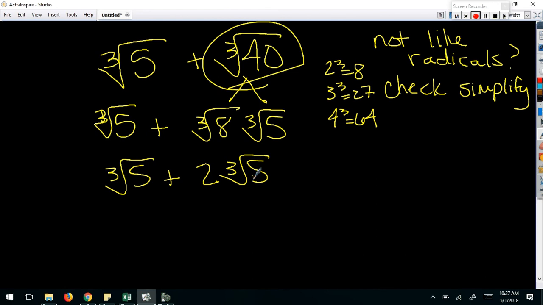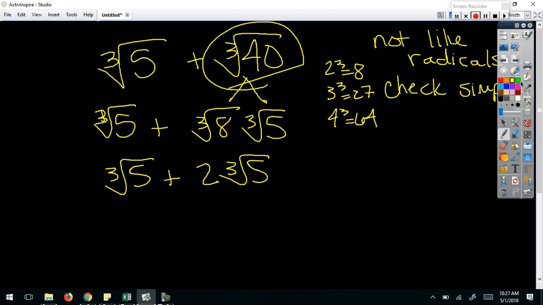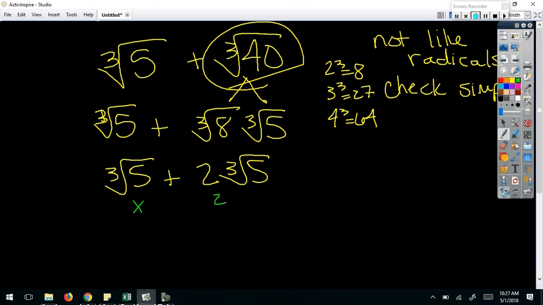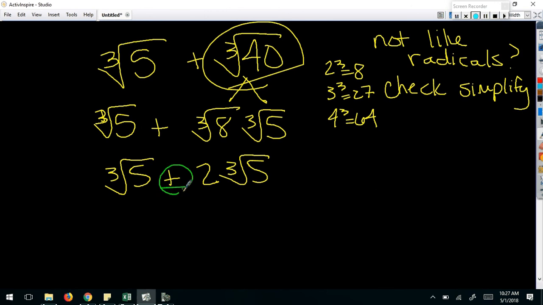Yes. Then you got a 2 in there. That's okay. That's the coefficient. This is like saying x plus 2x. It's 2 times. I thought we put the plus in between. You put the plus here. You're adding the radicals. Whenever you simplify this way, it's multiplied.